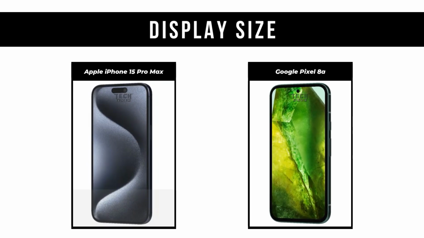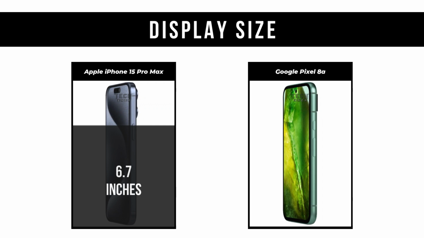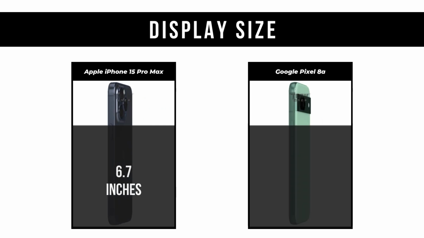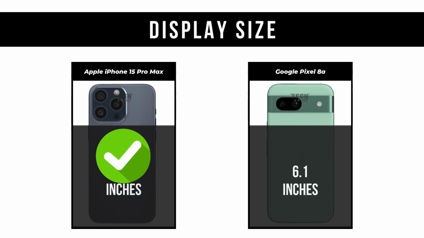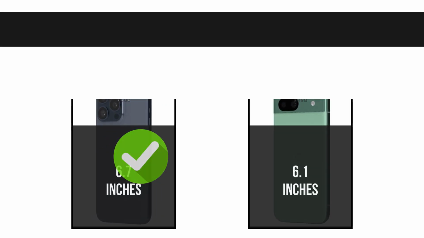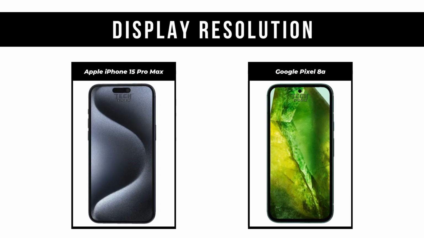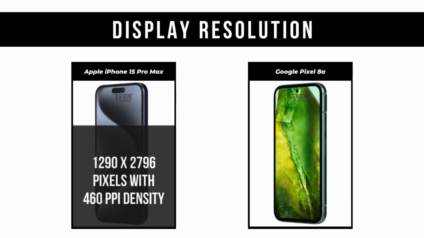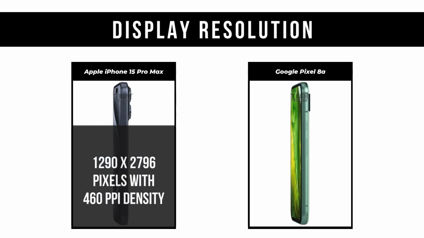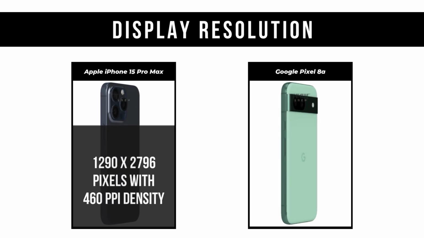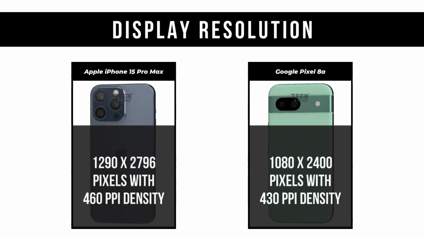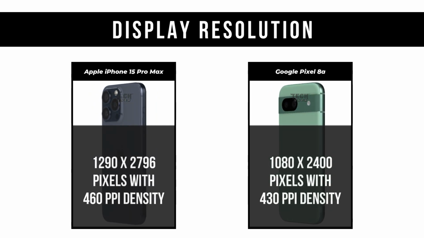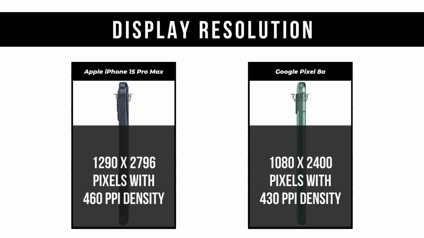Display size. Apple iPhone 15 Pro Max is 6.7 inches. Google Pixel 8a is 6.1 inches. Display resolution. Apple iPhone 15 Pro Max is 1290 by 2796 pixels, with 460 ppi density. Google Pixel 8a is 1080 by 2400 pixels, with 430 ppi density.